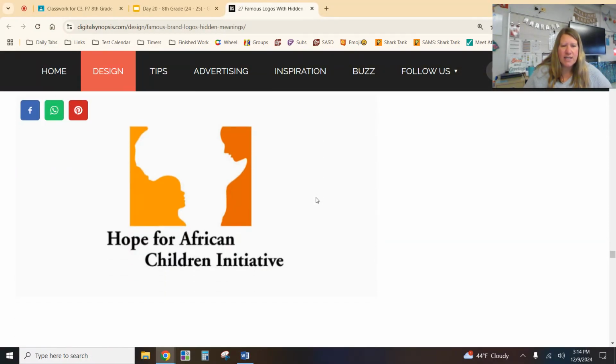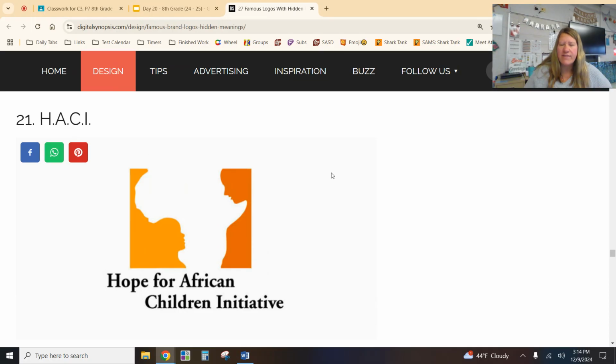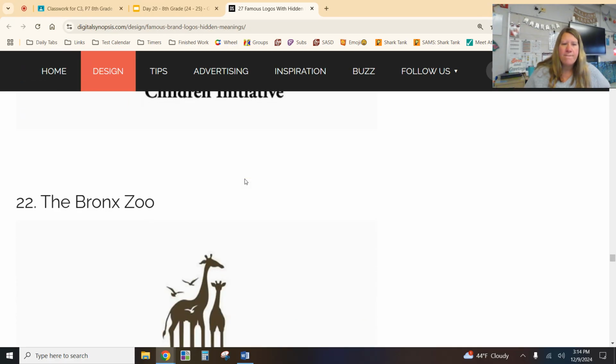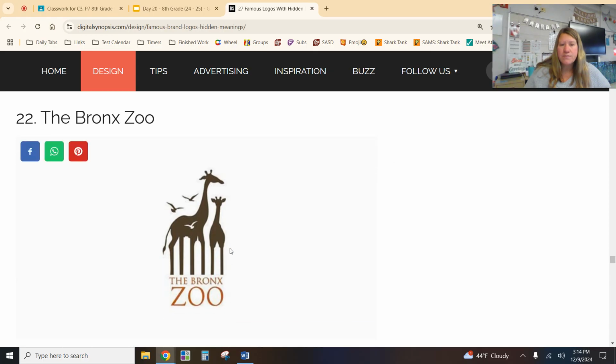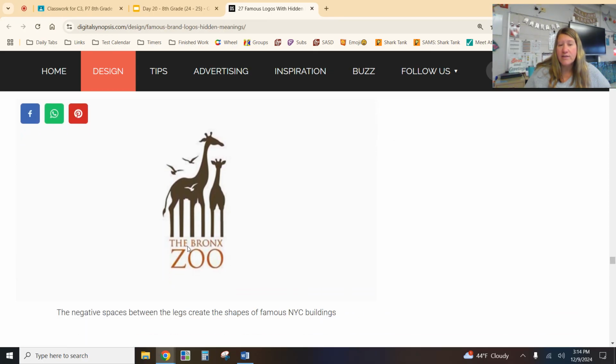This one is Hope for African Children Initiative. Some people, the first thing they see is Africa outlined. And for other people, it is the two people on there. So the one looks smaller, so more like a child, and then an adult person. The Bronx Zoo. In the legs are some skyscrapers of New York.